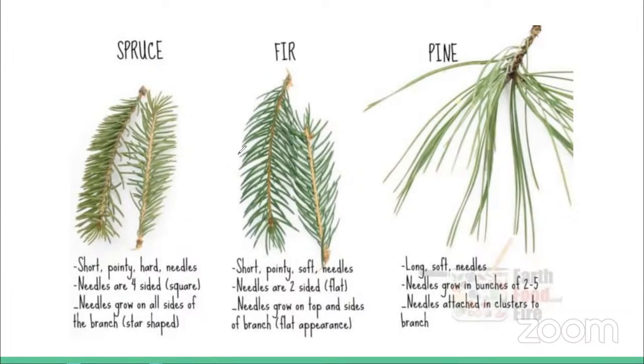The growth pattern of those needles will also usually differ some. In a spruce, the needles are going to be all around the branch. Whereas on the firs, you're going to see them kind of flat. So you're going to see needles out to one side, needles out to the other, but you're not going to usually see them going up and down.